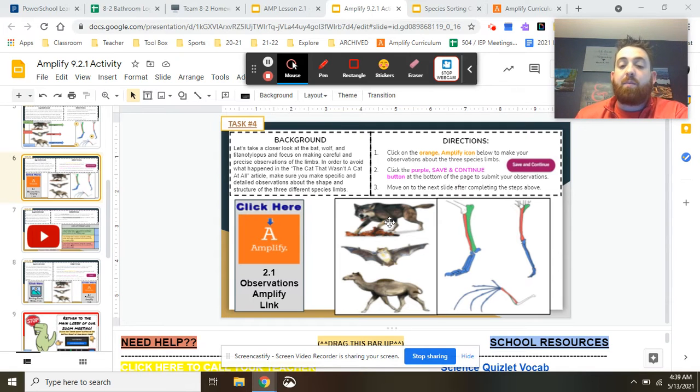Now, whenever paleontologists make observations of shared structures, there are a few steps that they follow to make sure that, number one, they have strong observations. Number two, they avoid any errors and mistakes, similar to that article that we read. And last but not least, so that they have the best evidence to support any claims that they have. So let's take a look at what they are.